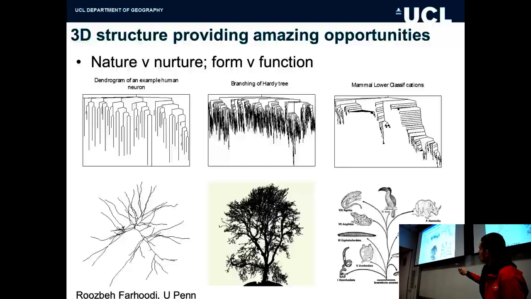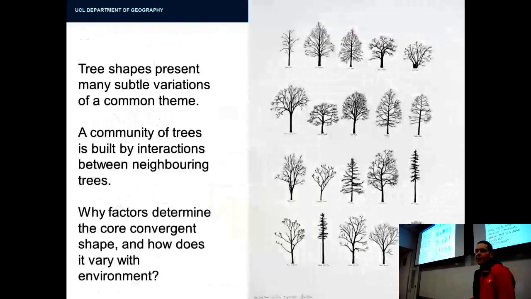And what you see is if you look at the first few branching orders here, there's actually quite a lot of similarity between the tree and a neuron, even though they're fulfilling rather different roles. They are networks, transport networks in some respects, but with very different constraints. Which then leads me on to this more general structure. Trees have a very wide variety of shapes and forms, and I'll show you something at the end that highlights that.